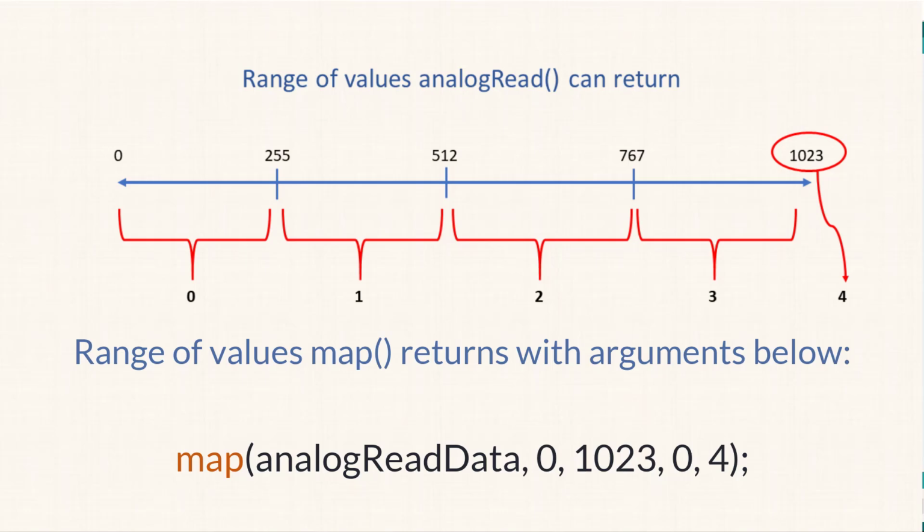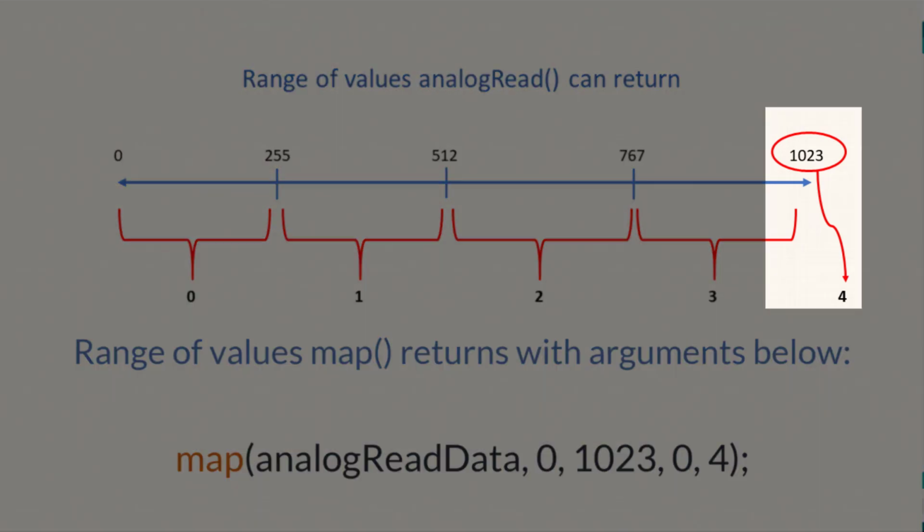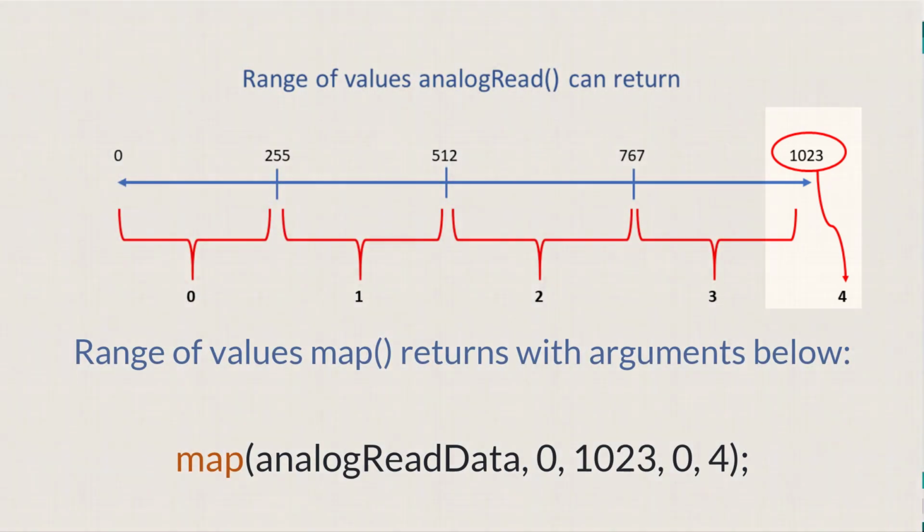Alright, this sounds really good and handy. But there is one small gotcha that comes with using the map function. Notice how the last value of 1023 in our old range maps to 4. It turns out that this is the only value that will map to 4. In other words, the values 768 to 1022 will map to 3, and only 1023 will map to 4, no other numbers. I know this sounds a bit strange, but it's just how the map function works, so keep this in mind when using it.